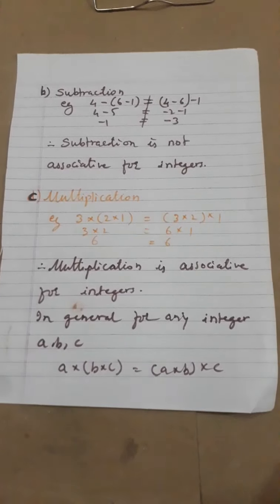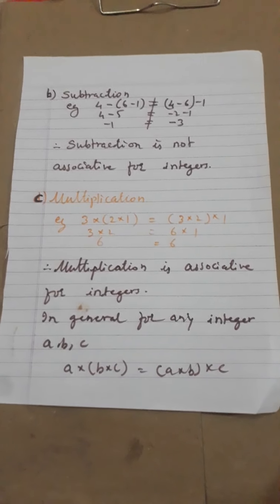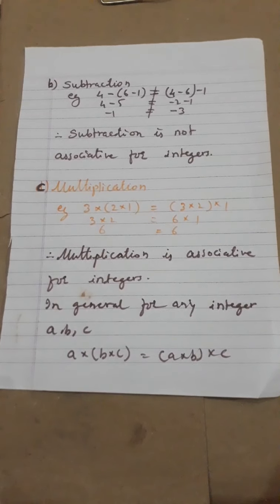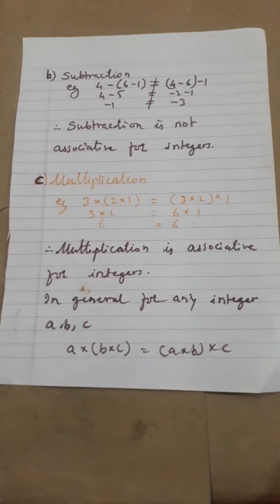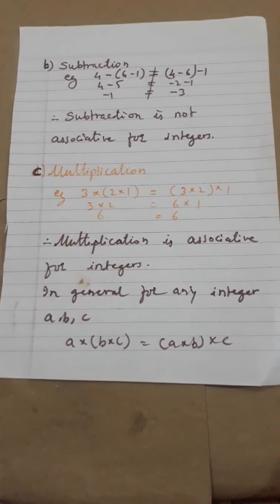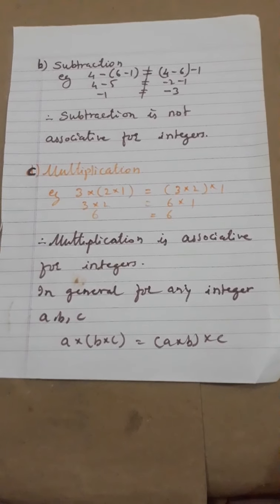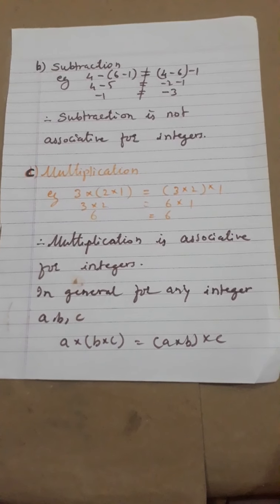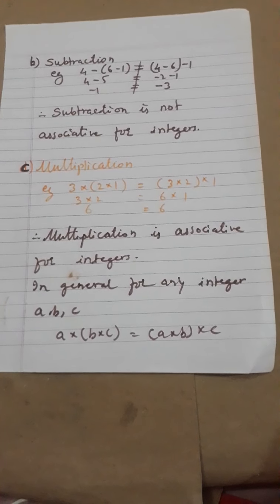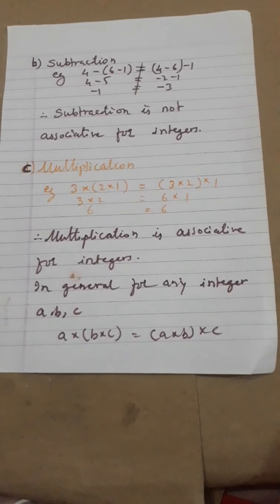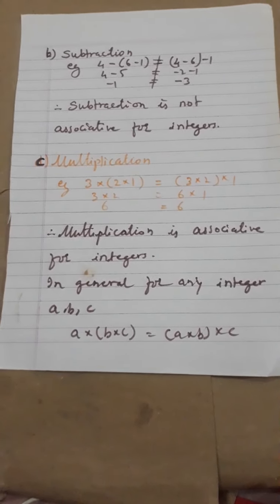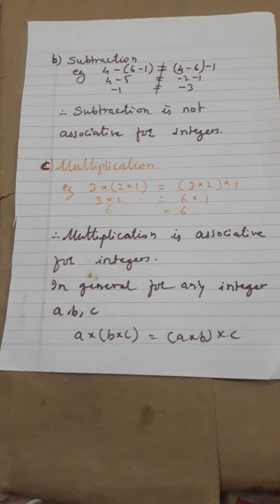Students, let's go with the next basic operation, subtraction. So 4 minus in bracket 6 minus 1. Now 6 and minus 1 are in the group. In the other, 4 minus 6 is in the group and minus 1 alone. So when you solve, what answer are you getting? According to the BODMAS rule, the bracket will be solved first. So 6 minus 1, 5. 4 minus 5, minus 1 is the answer. Same case here, 4 minus 6 will be solved first, minus 2, minus 1 gives you minus 3. So if you observe, both the answers are different. So we can say that subtraction is not associative for integers.